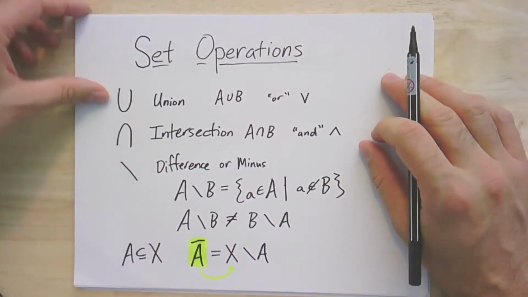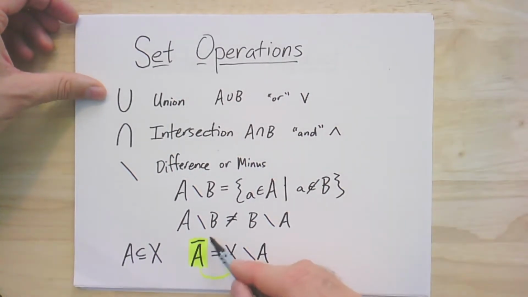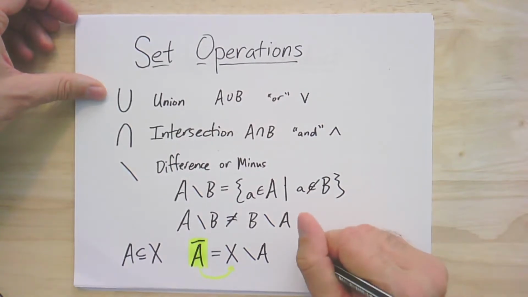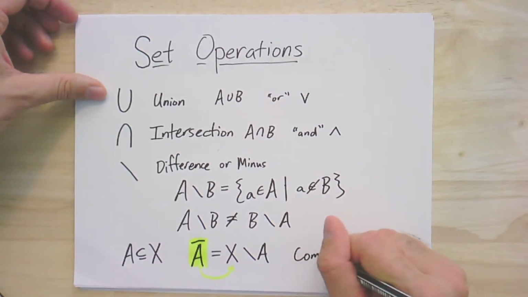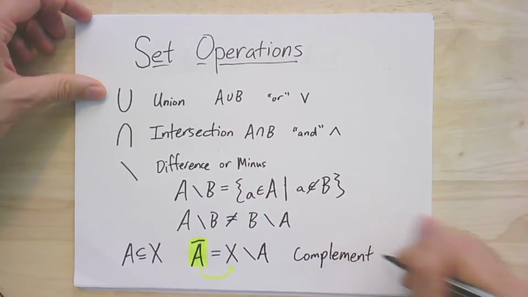But if I do, then it makes sense, and that's why complement sort of behaves like "not", and why it also has the same notation that's often used for logical negation. So that would be set complement.